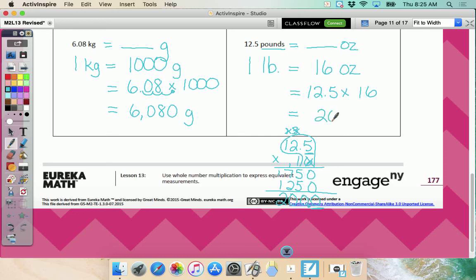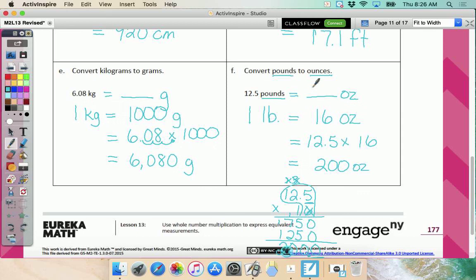So what do I write here? 200. 200 ounces. Why don't I write 2,000? Because you have to put the decimal back when it was 12.5. That's right. I had to write the decimal.